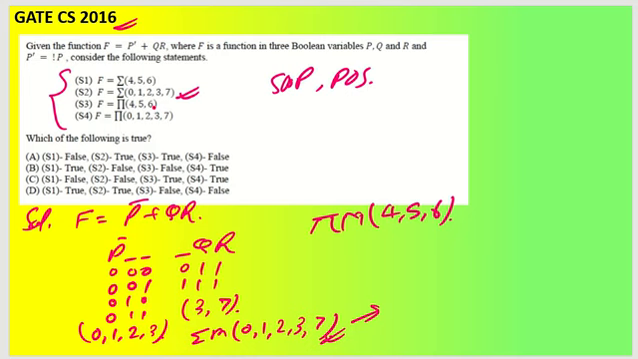So you can see statement 2 and statement 3 are true, and the other two statements are false. So which one is the answer? Statement 2 is true, right? 2 and 3 are true, so option A is correct. Okay, so S1 and S4 are false, and S2 and S3 are true.